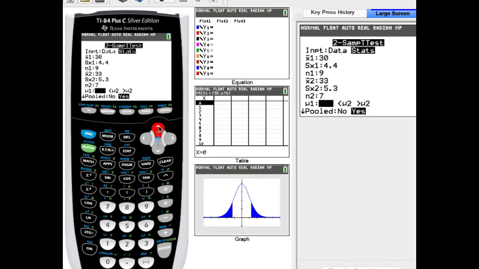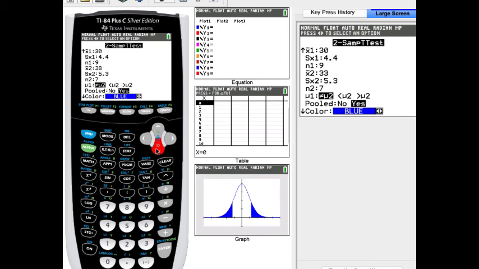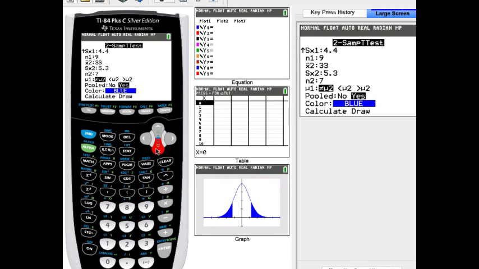Right now it's defaulting to not equal to, but let's say that it was on the greater, less than, so mu1 less than mu2. Whatever's blinking is what's highlighted, so I would need to hit the cursor and then hit enter to change it to not equal to. For pooled sample variance, if it were blinking on no, I would cursor over to yes and then hit enter. And then you scroll down to the color, and you pick any color you want. And then we're going to select draw.